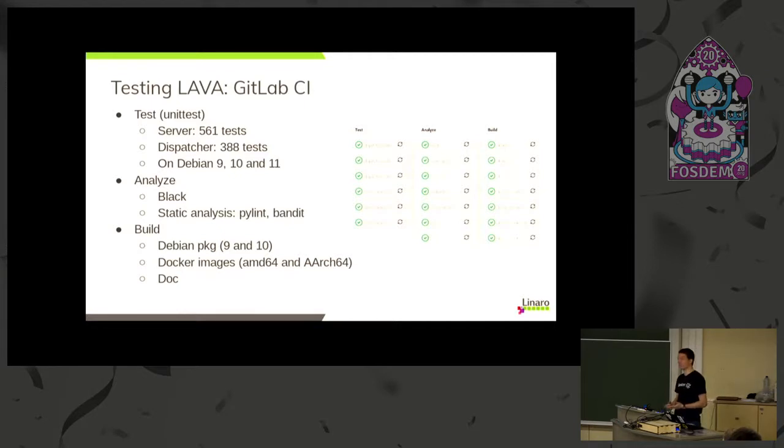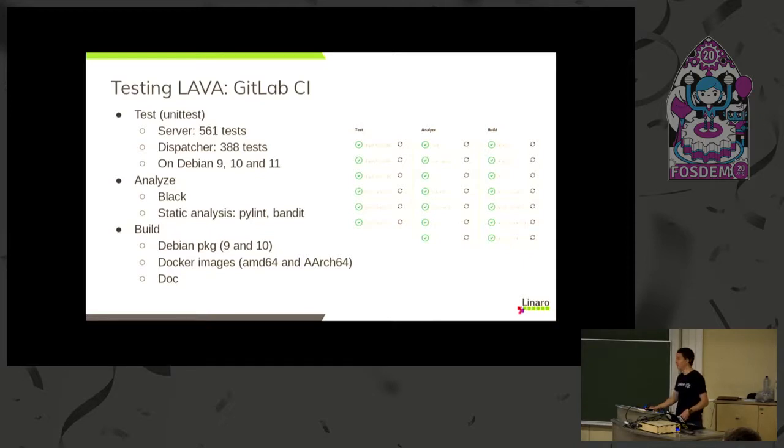We do that because sometimes we do find bugs on different versions of Debian. Sometimes it's working on 9, but not on 10 and 11, and the reverse, because the Python versions are not the same. We do run some static analysis. We use Bandit and Pylint.